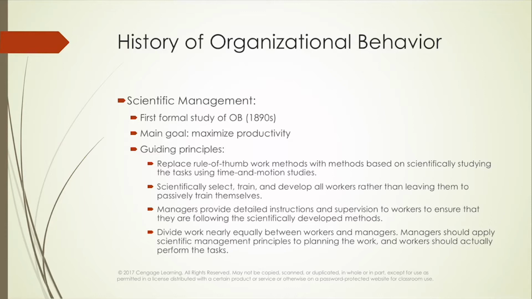They were to select, train, and develop workers scientifically rather than leaving them to passively train themselves. Managers provided detailed instructions and supervision to workers to ensure that they are following the scientifically developed methods. Now, this is where we come up with the autocratic method of management. Autocratic method of management is the style of management where the manager tells the employee what to do, and the employee has no freedom of being able to do the job as he or she sees fit, maybe a better way or whatever. They have to follow the manager's rules to the letter.